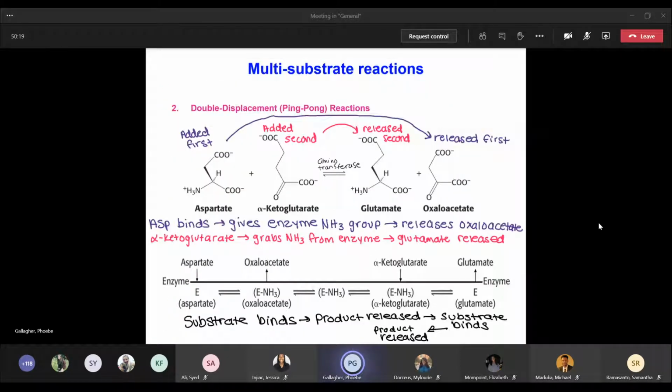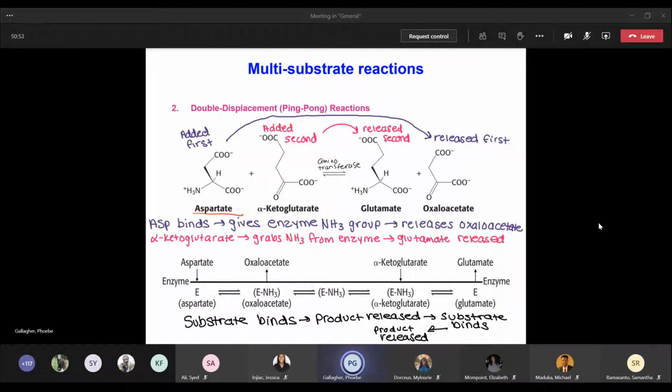So with ping pong reactions, now you can have one substrate enter, and then one product leave. And then you have the next substrate enter, and then the next product leaves. So essentially, it's going to be substrate, product, substrate, product. In this case, and I wouldn't worry too much about memorizing these formulas, because these are just examples that she gives you, and you're going to have to learn this in greater detail later on. So I definitely wouldn't recommend memorizing this.